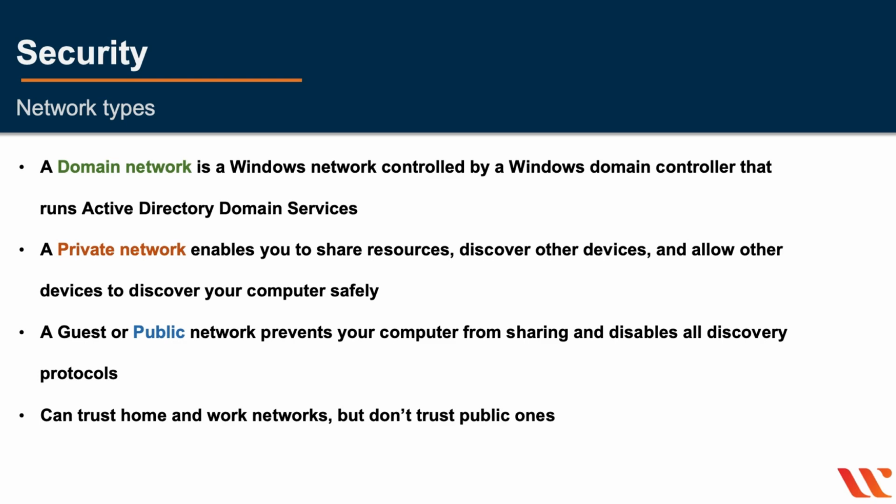So the first time the computer connects to a network, Windows will prompt you to choose the network type, and in Windows 7, it pretty much tells you straight away: home, work, or guest, or the public location. In Windows 10, it's slightly different, and it asks if you want to allow other devices on the network to discover your PC or not. So if you say yes, then it will mark the network as private, and if you say no, then it will mark the network as public.